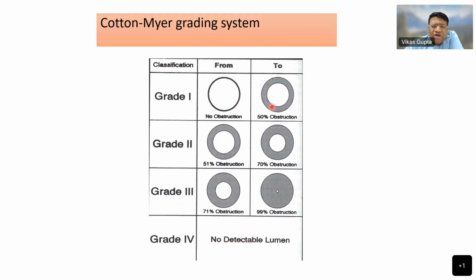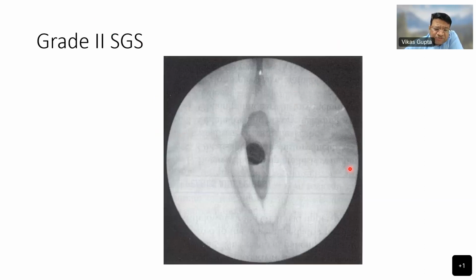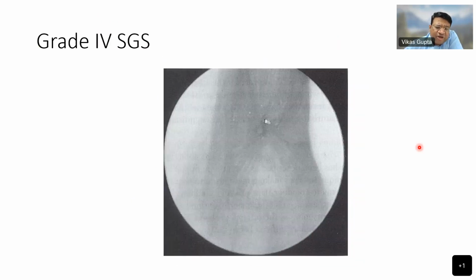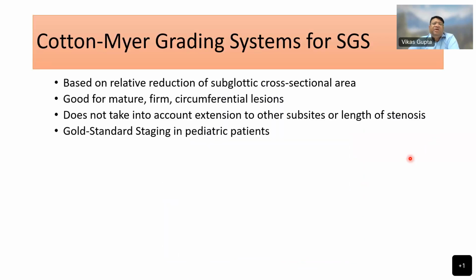Grade 1 patients usually do not present to the clinicians. It is mostly grade 3 or grade 4 patients which we see. Fortunately, we sometimes see grade 2 patients also. So this is how a grade 2 subglottic stenosis looks. This is how grade 3 looks, and this is grade 4, as I told, where there is no lumen to pass your endoscope or any instrument.